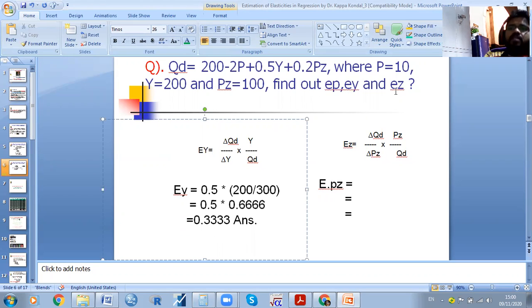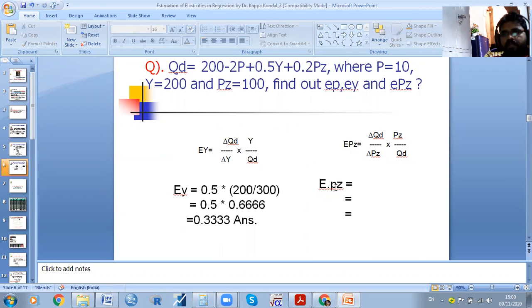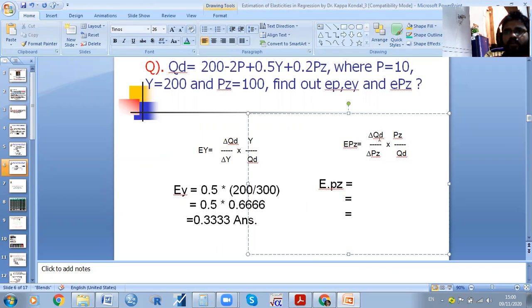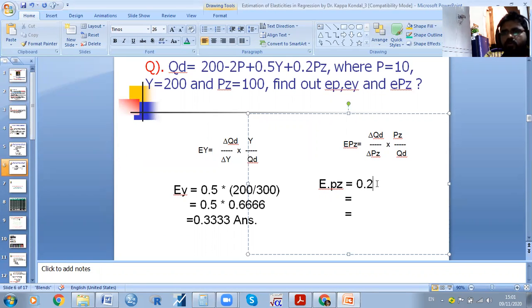Then we need to estimate the elasticity of PZ. See here, elasticity of PZ is nothing but change in quantity demand divided by change in PZ, into PZ by QD. So change in quantity demand by change in PZ is how much? The coefficient value, 0.2. 0.2 into PZ. How much is PZ? They mentioned 100, divided by QD 300. Then the same, 0.2 into 100 by 300.